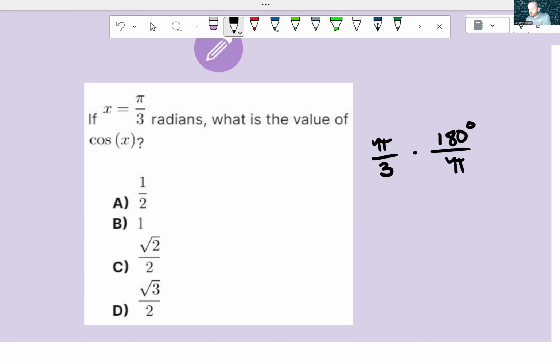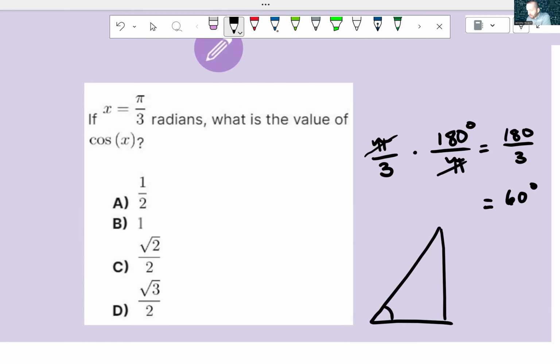So for all of these, we either have to multiply by 180 over pi or pi over 180 to get our units changed from radians to degrees or from degrees to radians. So when we do that, now the pi's cancel and we get 180 over 3, and that's 60 degrees. Okay, so we found out that's 60 degrees. That's great. But now it says, what's the value of cosine of 60?